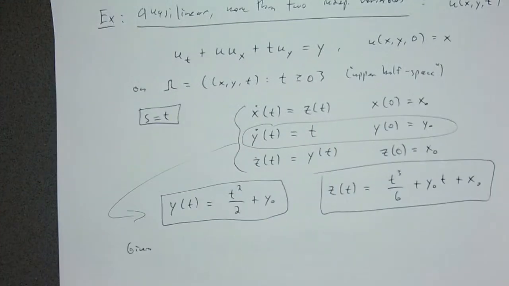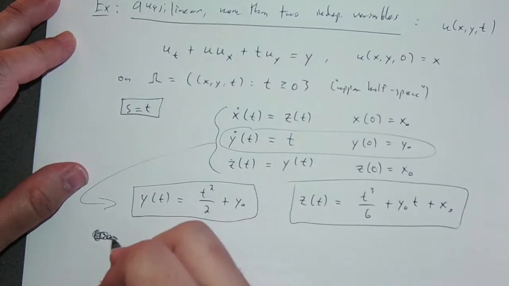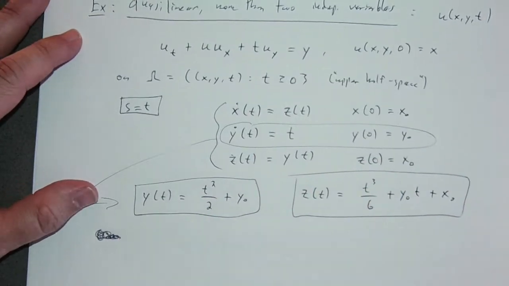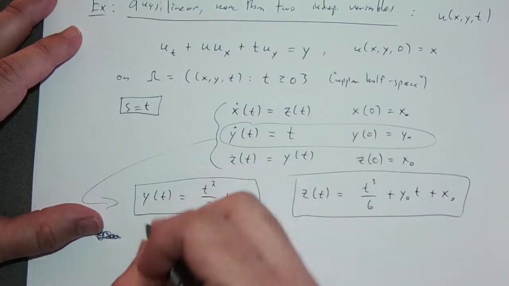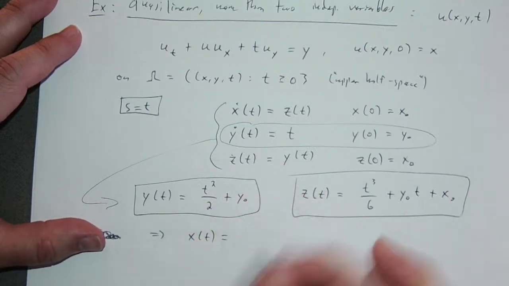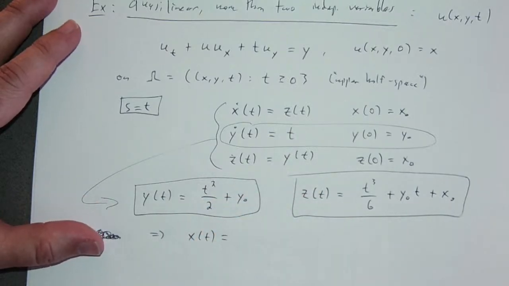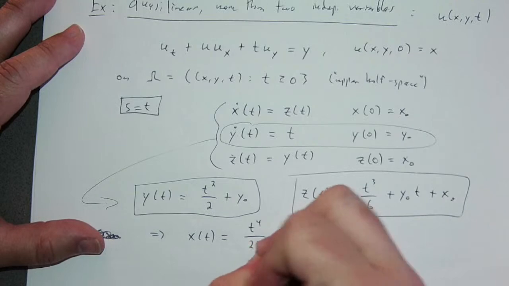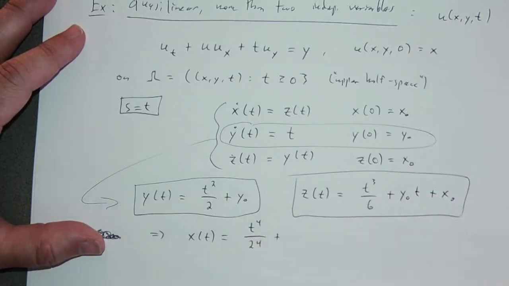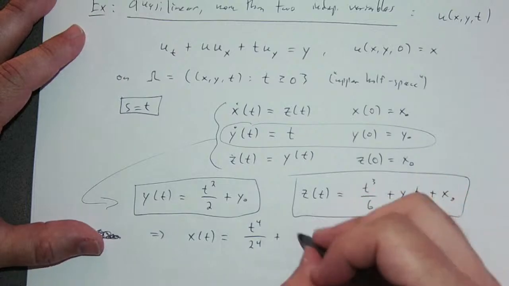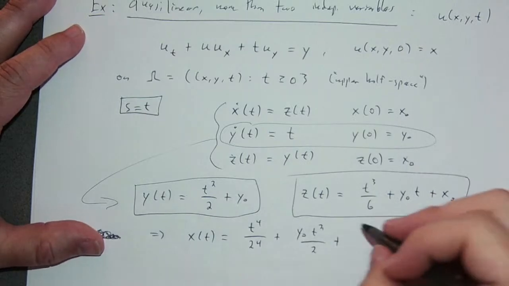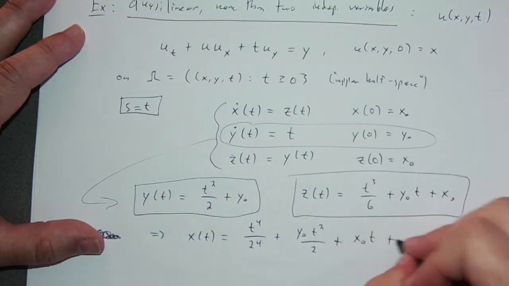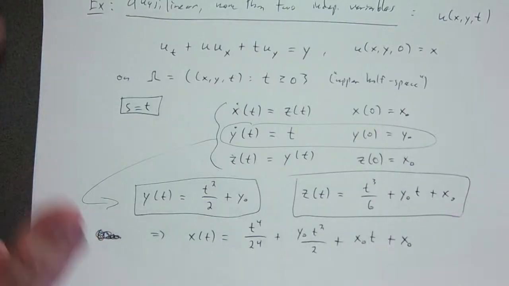Before I go further, obviously I have to solve the x characteristic equation. So now I know what z is. So if x dot is equal to this, well, I can keep going, right? This implies that x of t, again, is actually just an explicit ODE. So I can integrate again, and I get t to the fourth over 24 plus y naught t squared over 2 plus x naught t plus the constant term, which is x naught because of that initial condition.